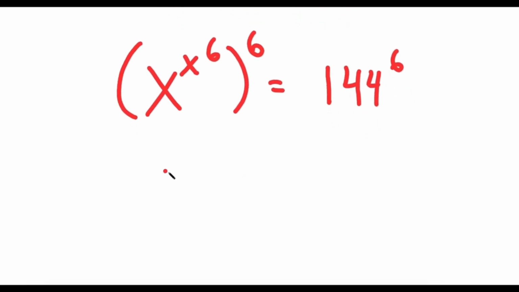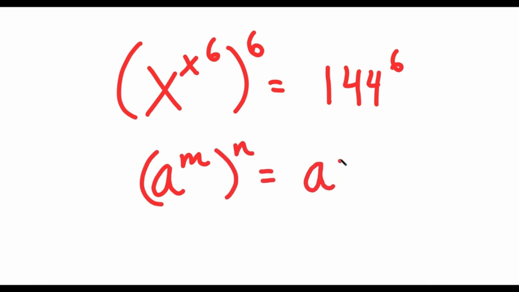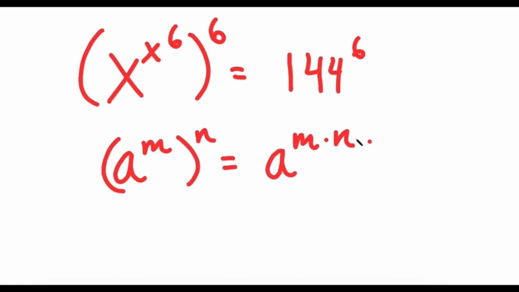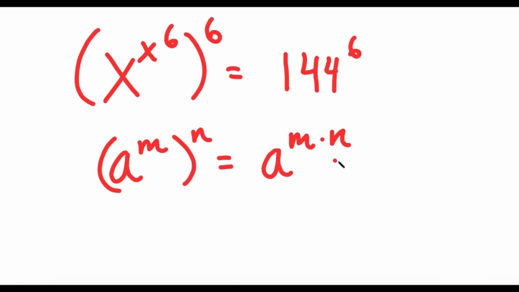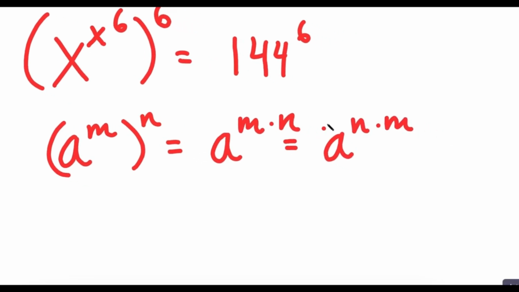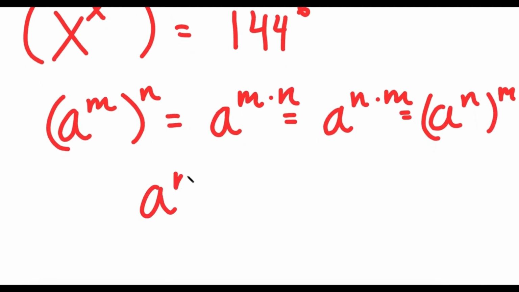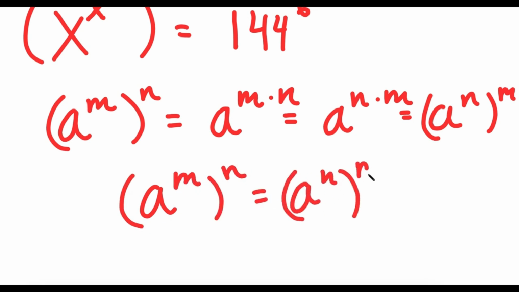Now, if I have something in the form a to the power of m to the power of n, this is equal to a to the power of m times n. And m and n, I can switch these two. So this is equal to a to the power of n times m. Now, if a to the power of m times n is equal to a to the power of m to the power of n, then a to the power of n times m should equal a to the power of n to the power of m. Meaning, a to the power of m to the power of n is equal to a to the power of n to the power of m.